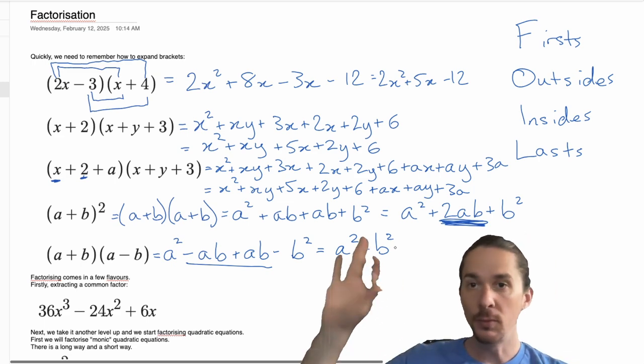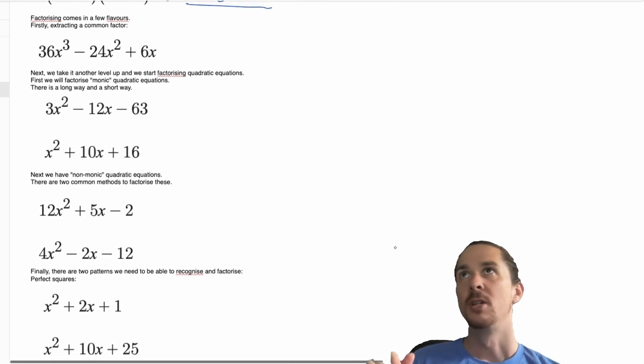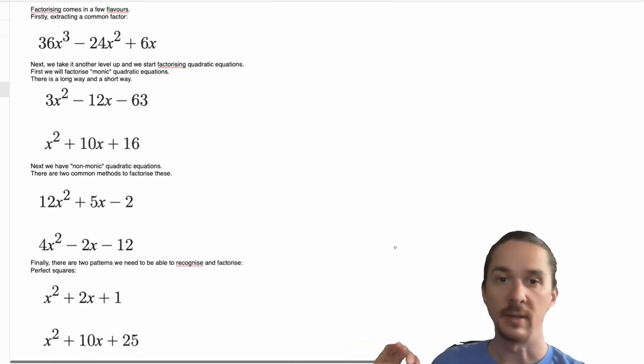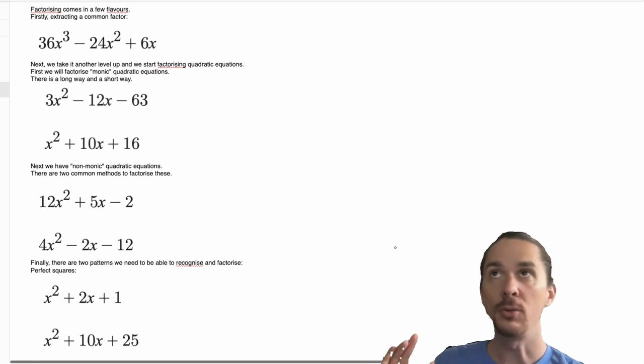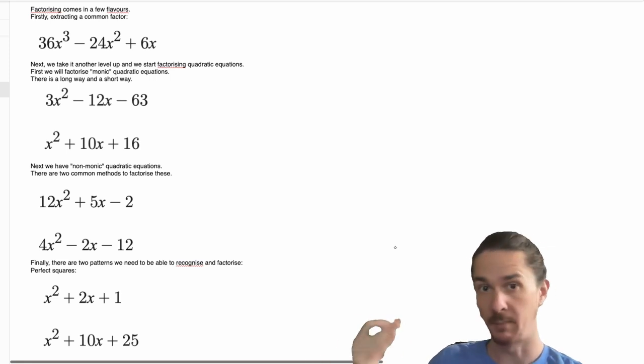Let's move from expanding. We're ready now to look at factorizing. So factorizing comes in a few flavors. I'm going to do a lot of examples. What I would recommend that you do is pause the video, see if you can do these without seeing my solution, and then play the video again.